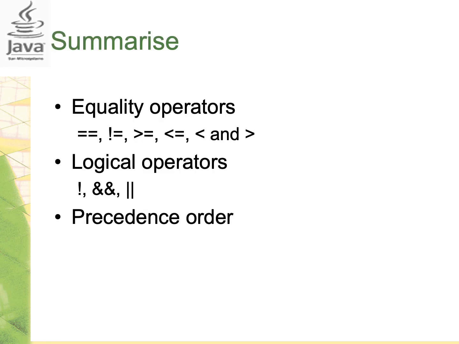To summarize, in the first part we have looked at equality operators, where we have looked at equal to, not equal, larger than or equal to, less than or equal to, less than, and also larger than. We have also looked at the 3 logical operators, which are NOT, AND, and OR, and also the precedence order.